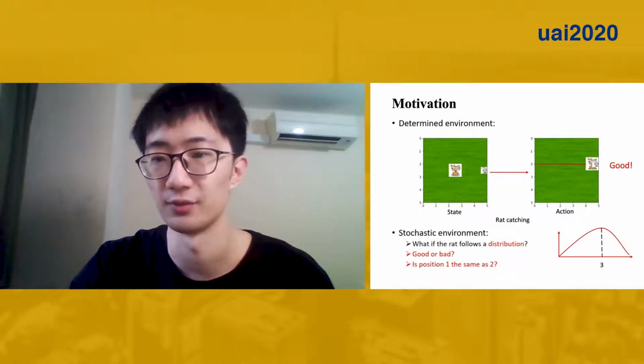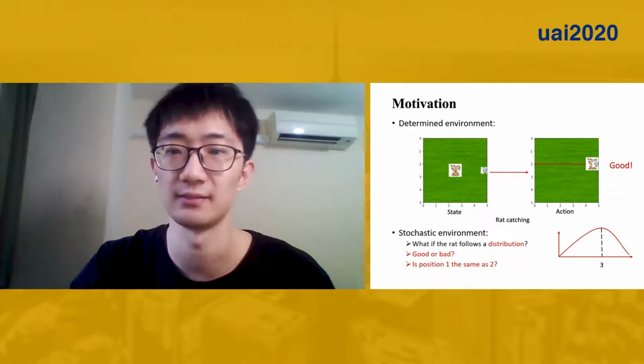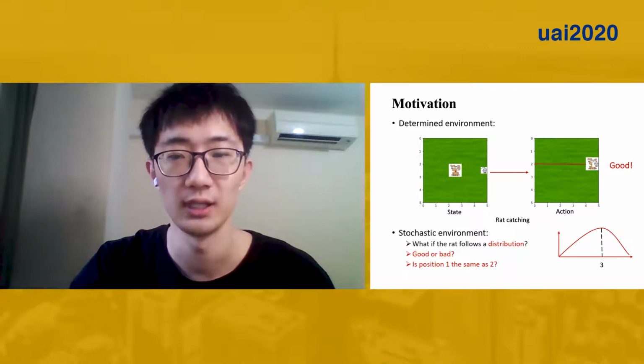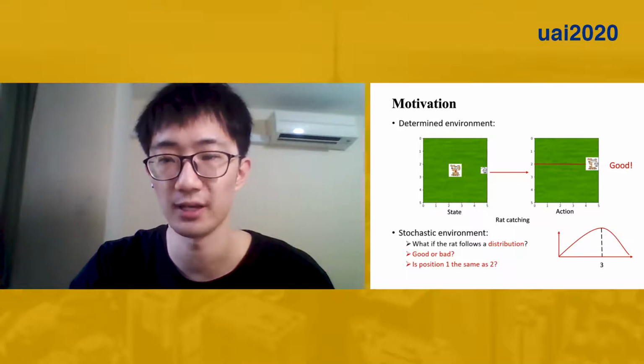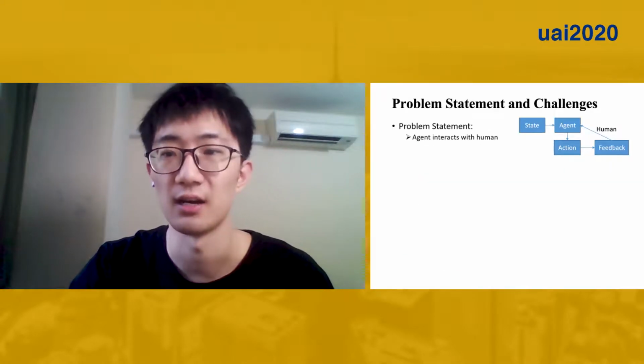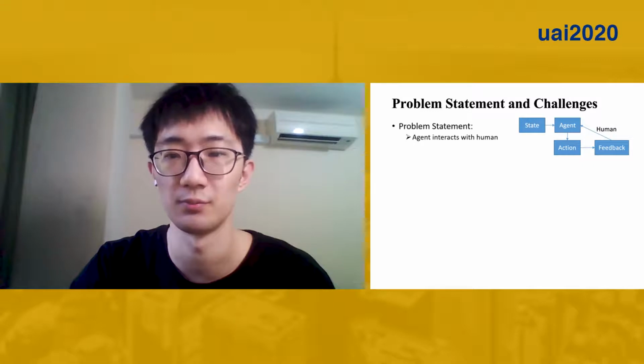However, what if the rat follows a distribution like this, where the optimal action is 3 rather than 2? Is the action still good? Are the non-optimal actions 1 and 2 the same? With these questions, I first briefly introduce the problem statement.